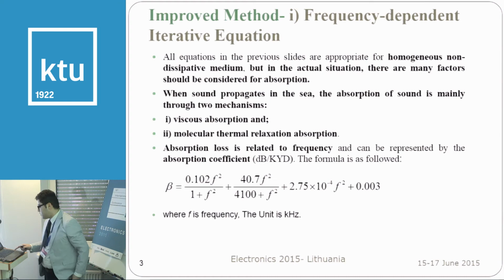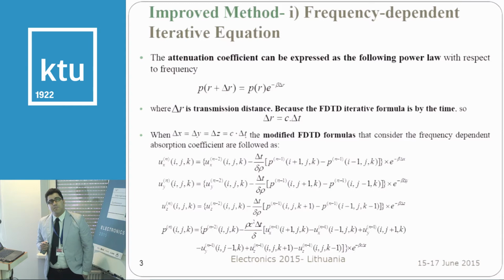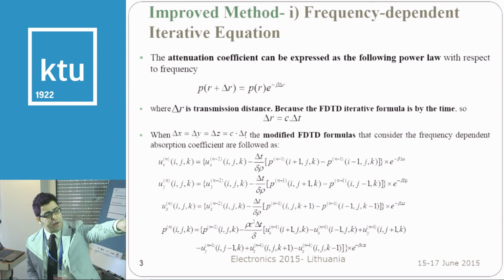the classical FDTD. On the other side, the attenuation coefficient can also be expressed as a power law formula. Here, delta R is the transmission distance, which we can express as a function of time and speed. This is the modified FDTD that we use in our research work. We consider time here, and we also consider this beta that we previously showed, which is a function of the frequency.